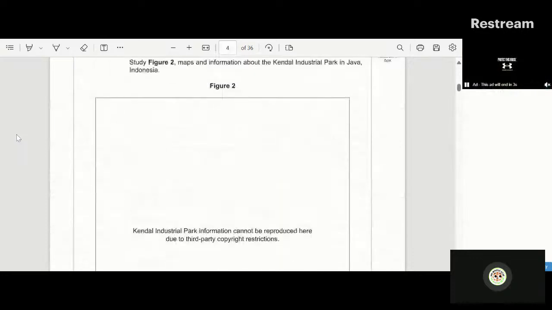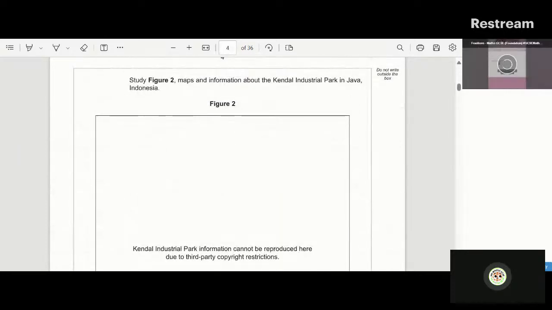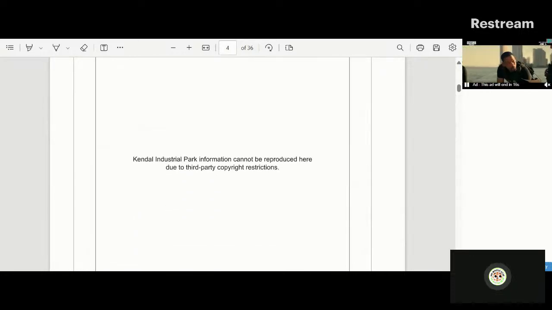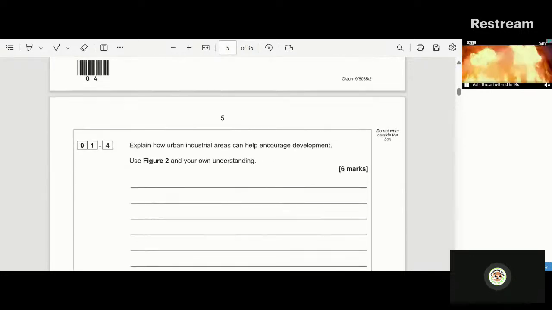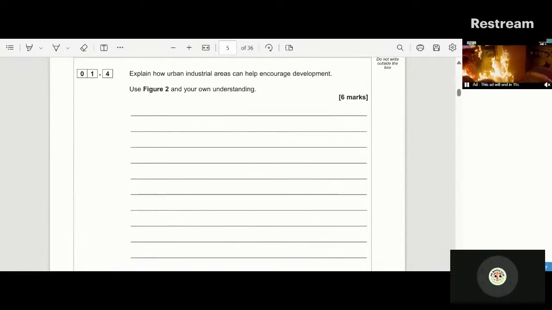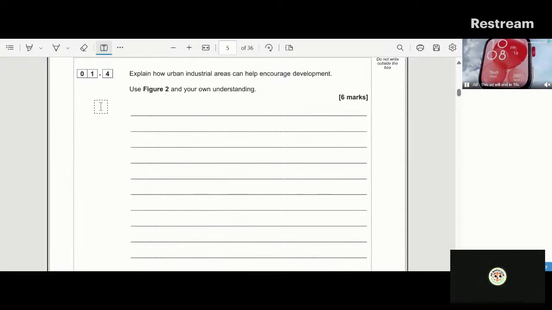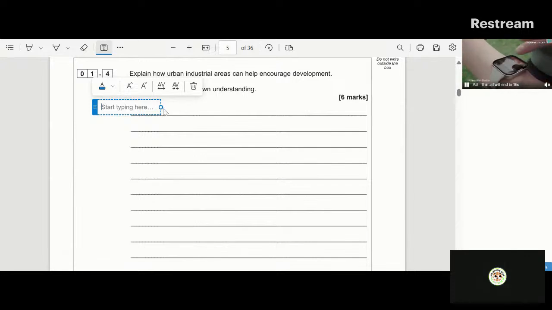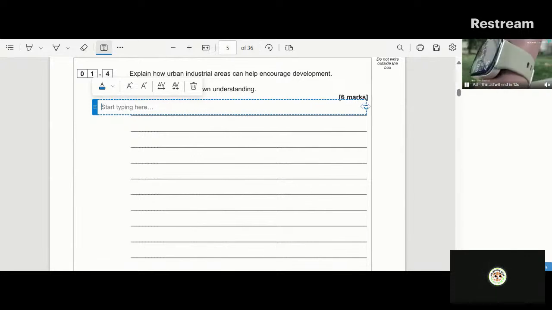Okay. Next question. Study figure 2, maps and information about the Kendal Industrial Park in Java, Indonesia. Okay, well, it's not on the page, so we're going to just have to answer this question without using the figure, unfortunately. Well done to everybody answering in the chat. You guys are doing amazing. Okay, so what is the key content? Explain how urban industrial areas help to encourage development.